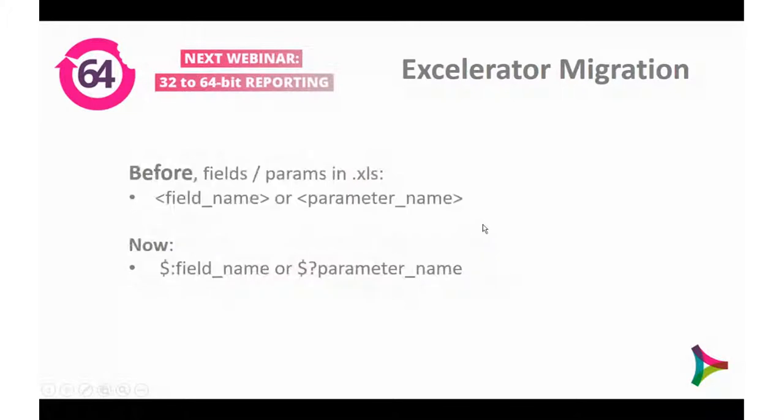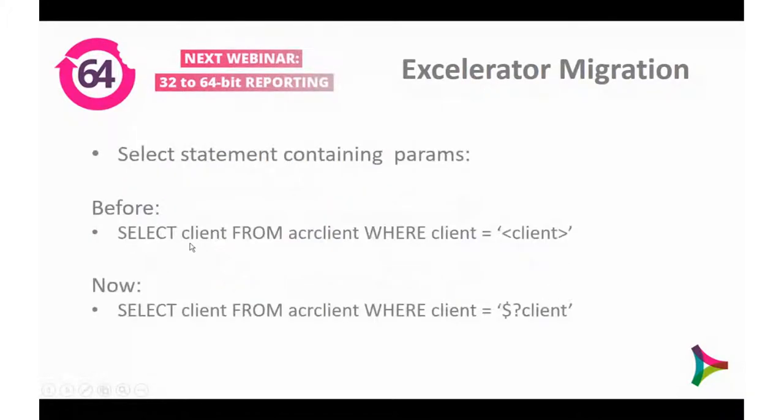RESQL. So previously on the accelerators, field name and parameter name end up being more or less in the same structure between those brackets. Now we have $: for field name and $:! for parameter name, meaning that instead of doing a select client from ACR client where client equals client between the brackets, we're going to have to change it a little bit for this.